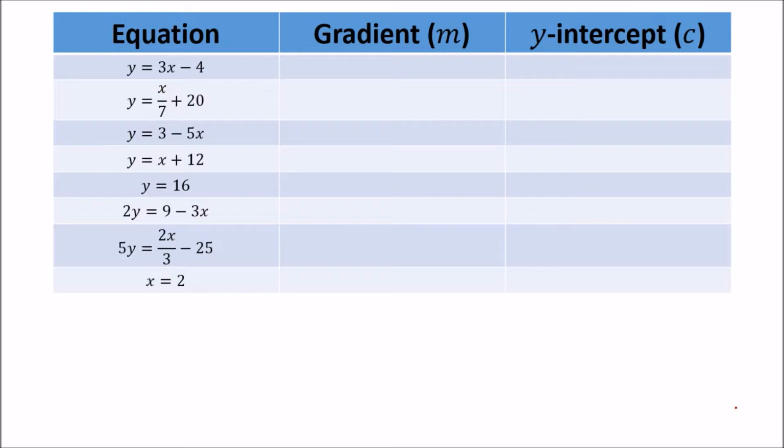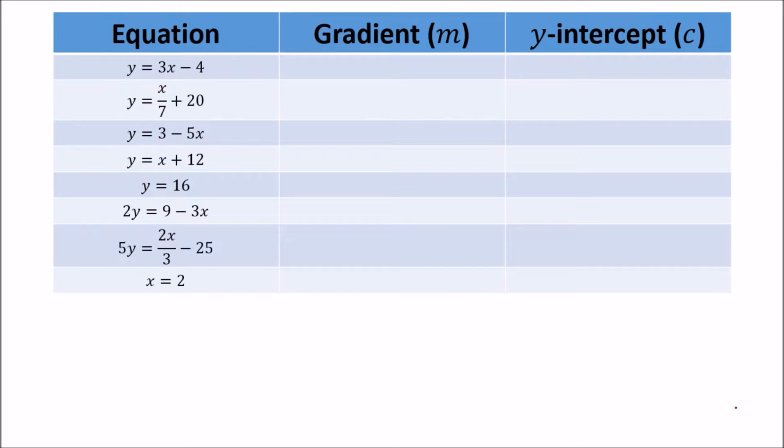Have a look at this table. I've got lots of examples for you to have a go at to see if you can pick out what the gradient is and what the y-intercept is for these lines. So I'd like you again to pause the video, quickly copy down this table and have a go at identifying the gradient and the y-intercept.